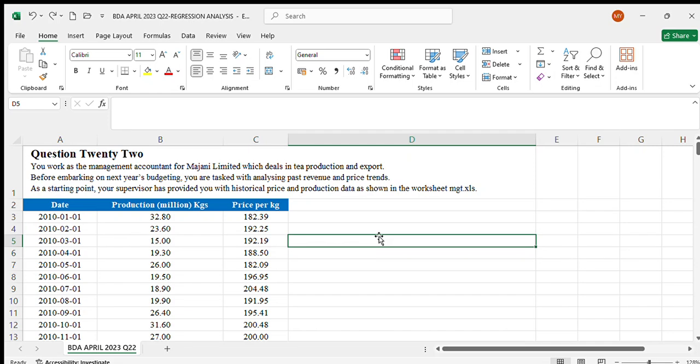In this video, we are going to discuss regression analysis. Regression analysis is a statistical method for modeling the relationship between dependent variable and independent variable to identify patterns. So, for example, in this question, the date and the price and the production, you find that the price depends on the time and also the production. So, once you identify the pattern, now you can use it for prediction and business decision making.